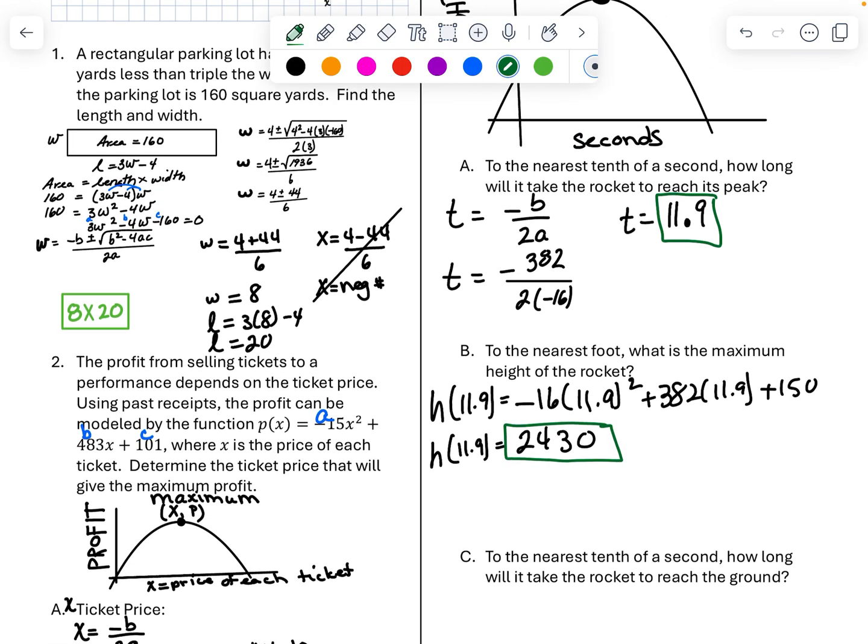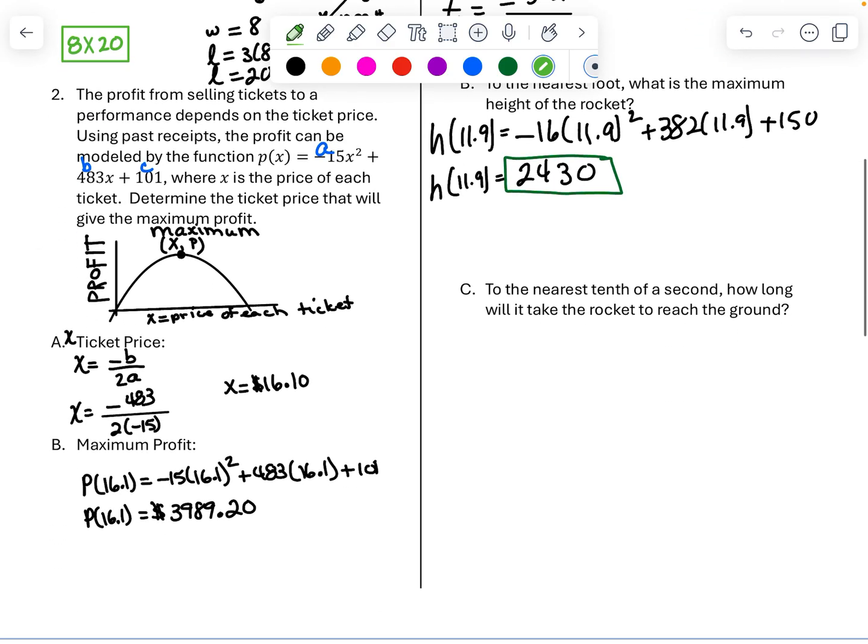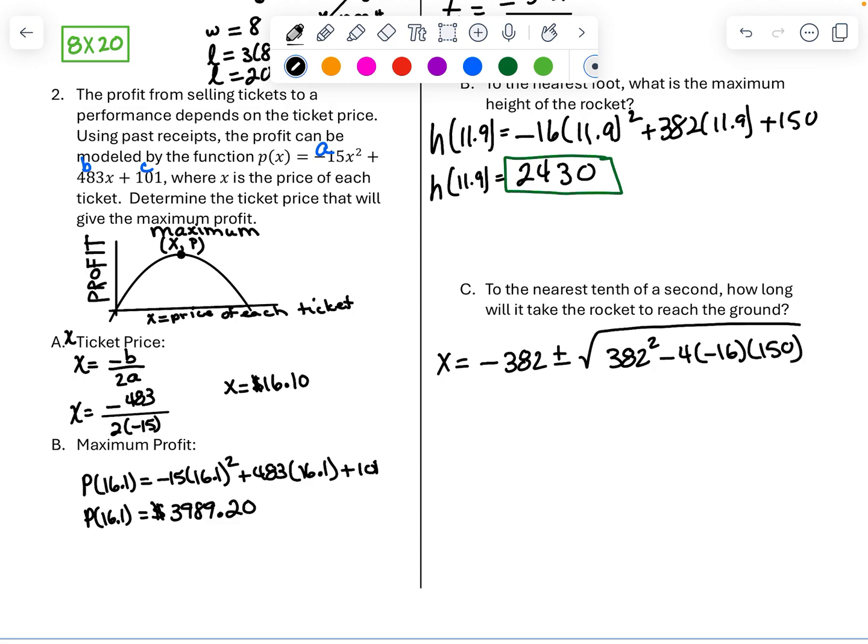And then how long will it take it to hit the ground? Okay, so right here is the ground. This is the ground. So it's asking us to solve the quadratic formula. So the quadratic formula is x equals the opposite of b plus and minus the square root of b squared minus 4 times a times c, and all of that is being divided by twice a.